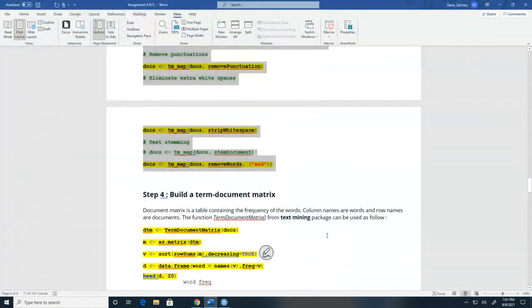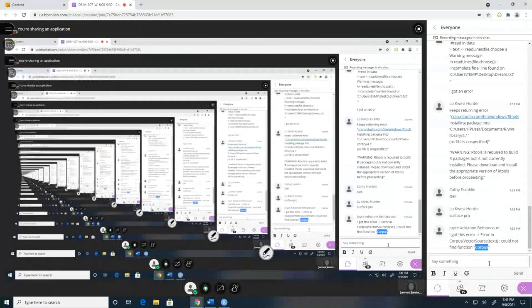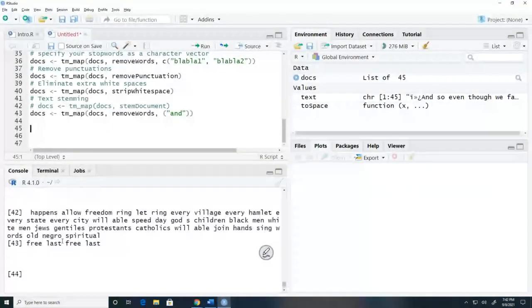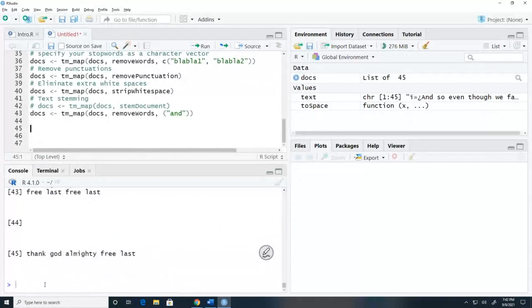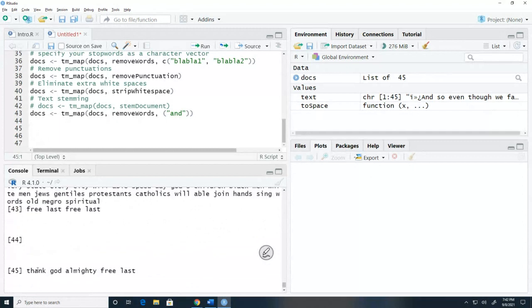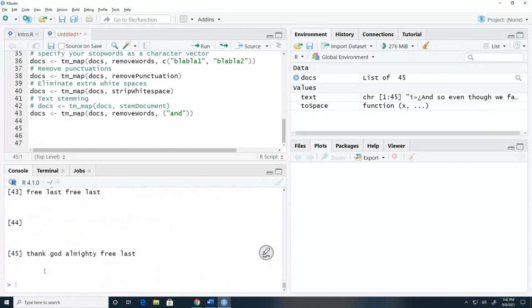So the next step is to build a term document matrix. Hey, Doc, real quick before you move forward, did you type in inspect on in? Yeah, I was just trying to demonstrate how the text had changed based on the code that we'd run. Oh, okay. So you don't have to run that code if you don't want to. Okay. It'll generate this. You can if you want to. I mean, it's no big deal.